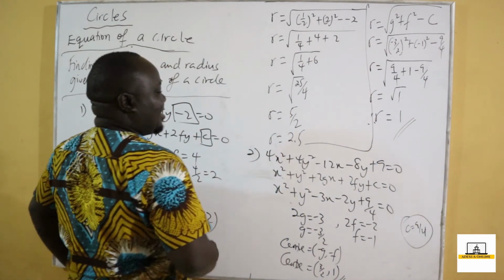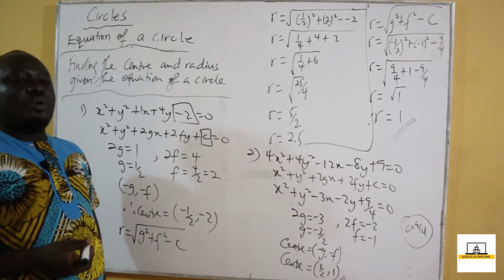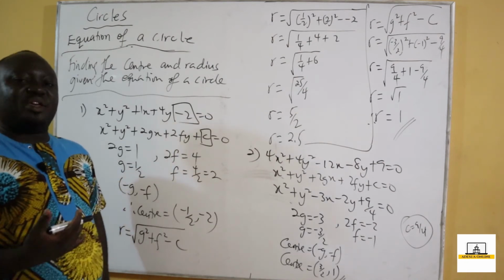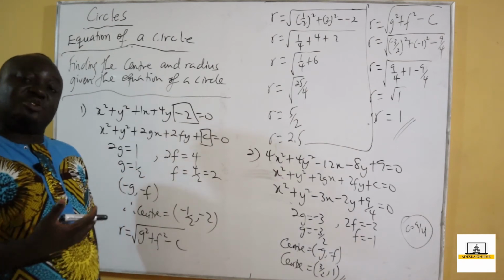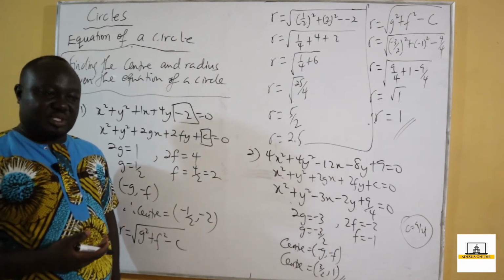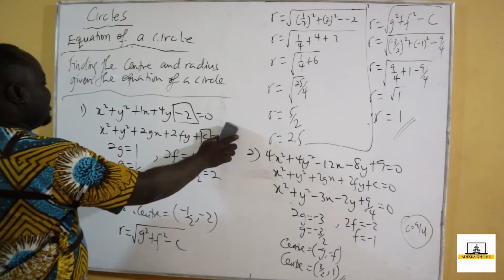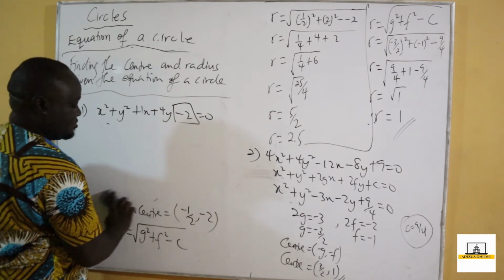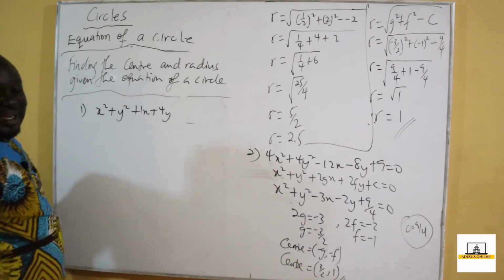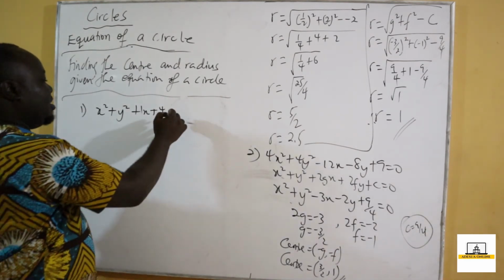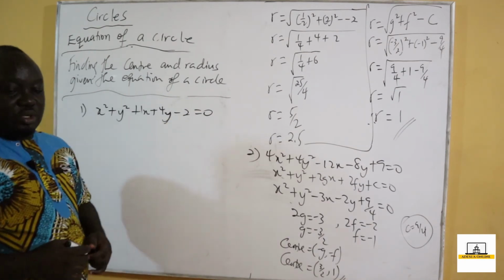So this is how we can find the center and radius of a circle. We also have another method, that is by using completing the square. But if you know this one, I think it's enough. But you can also learn completing the square in addition to it. So assuming we want to find the center and radius using completing the square, we shall have, this is minus 2 is equal to 0, if I'm right.